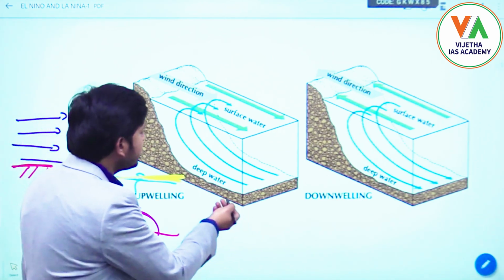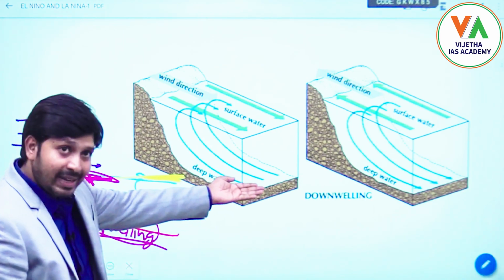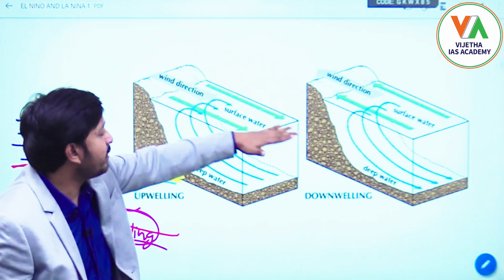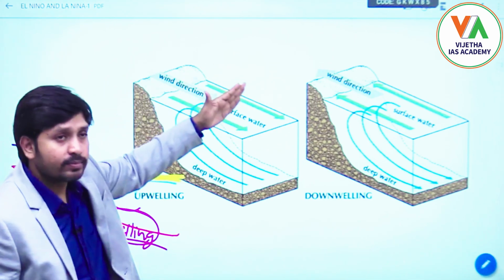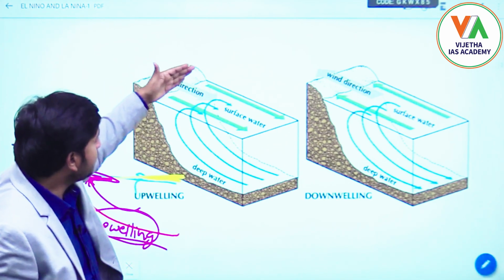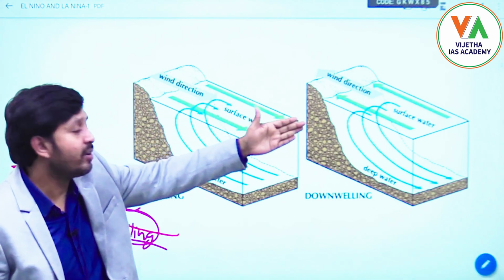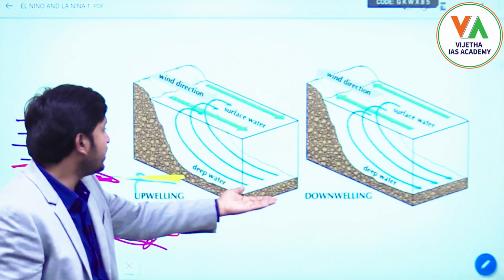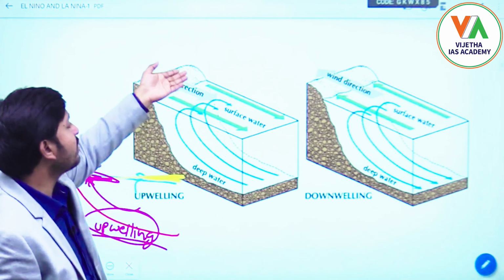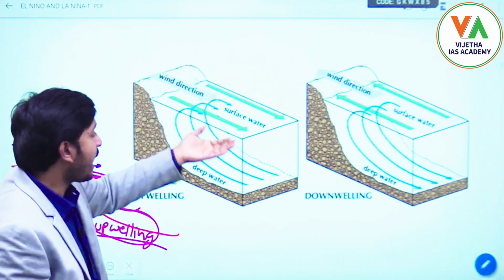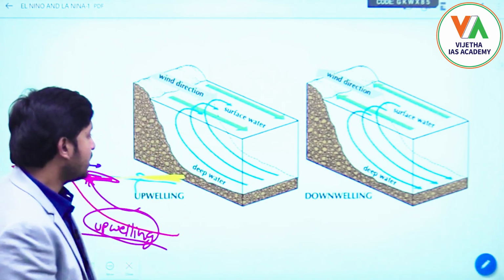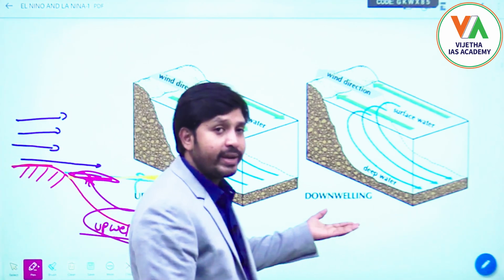If you see from this picture, this is the wind direction, with wind blowing on the surface from the coast towards the ocean. This wind drags certain water away from the coast so that a little empty space is created, and that empty space is filled by water coming from the bottom. As water is coming from the bottom, it is called upwelling. Is it clear?